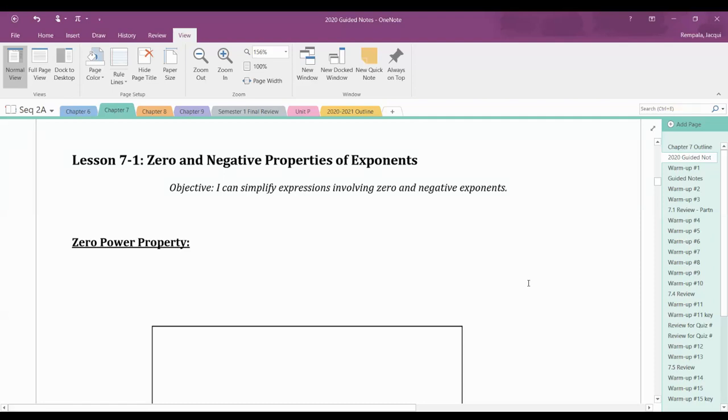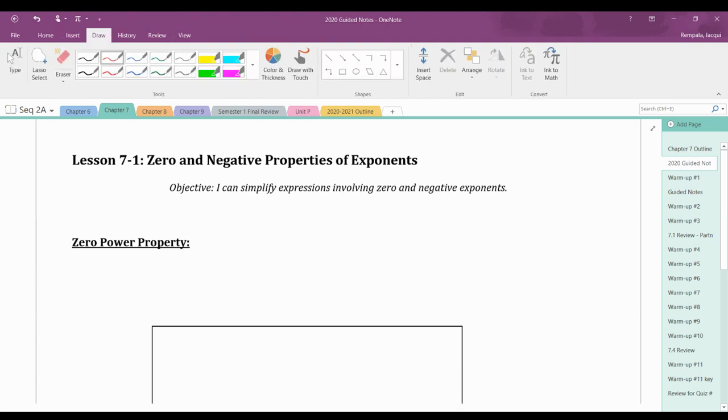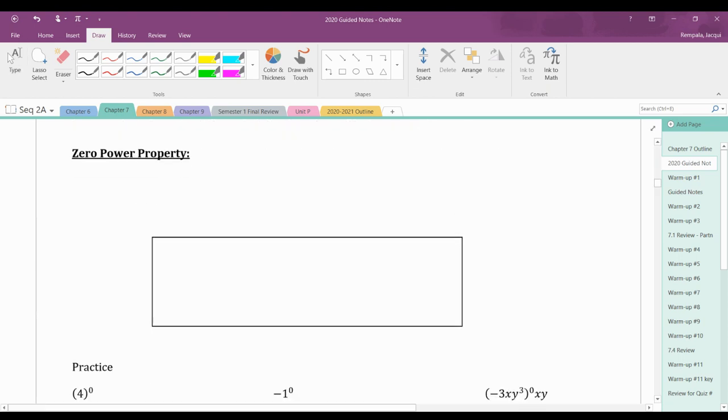Today we're going to look at lesson 7.1, which is about zero and negative properties of exponents. Our objective today is to simplify expressions involving zero and negative exponents. We are going to start with the zero power property.